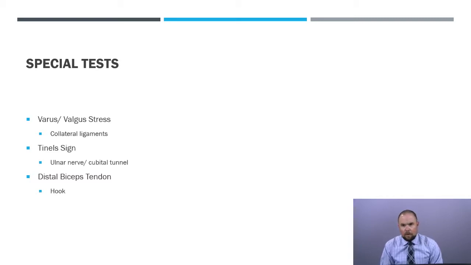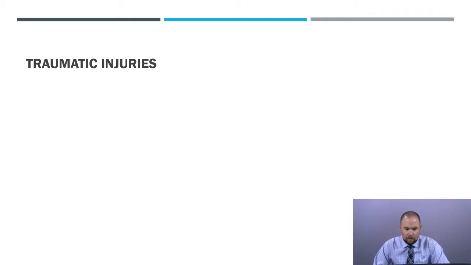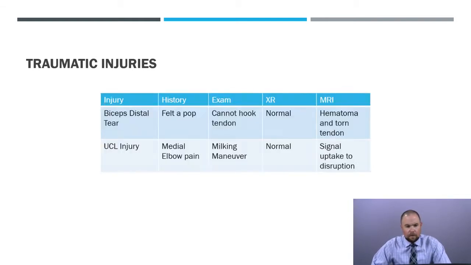And then one test that is also important to do, especially in a traumatic injury where there's a lot of bruising in the elbow, would be the distal biceps tendon evaluation with the hook test, basically palpating in that antecubital fossa to make sure the distal biceps tendon is intact. So we'll talk about a few traumatic injuries with the elbow.